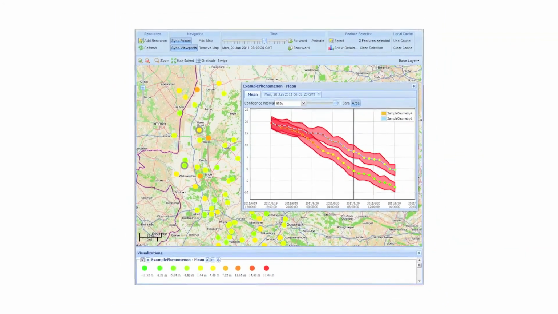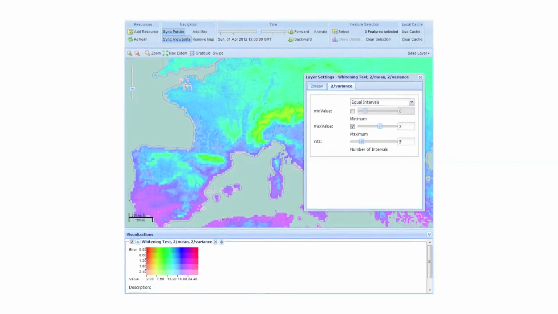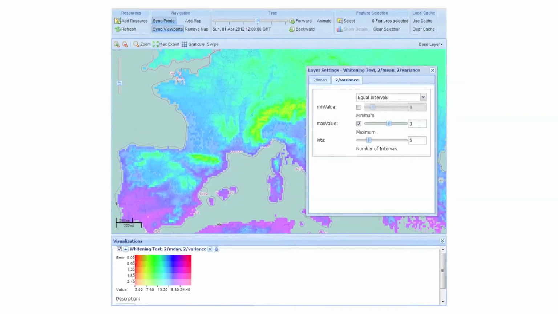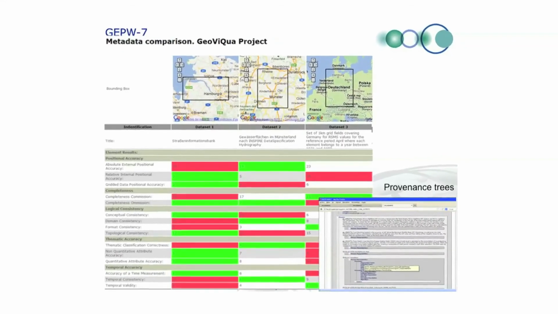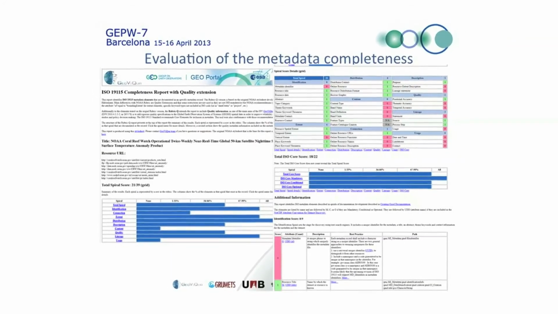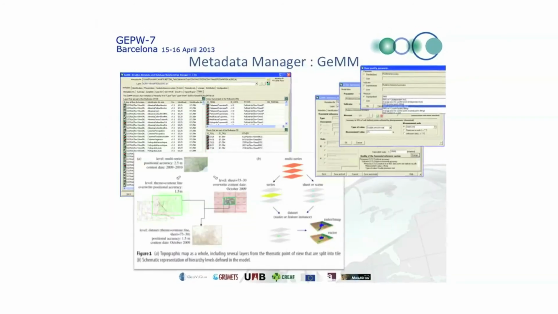The GeoViQua tool allows the users to see which metadata is documenting regarding quality. For example, people can see if some quality parameters are documented regarding the positional accuracy or thematic accuracy or other aspects, and not only see if this information is present or not, but also which are the actual values of this metadata, so they can accept or discard this data set for their purposes.